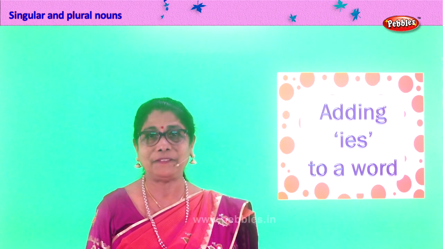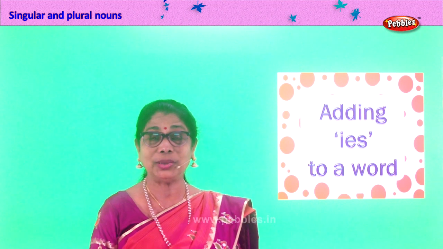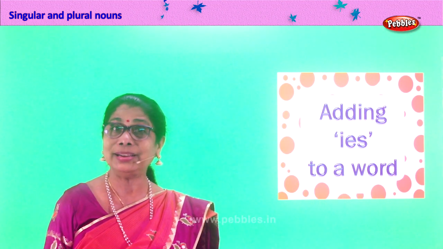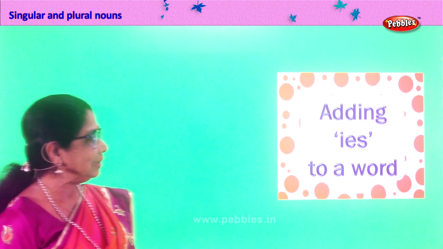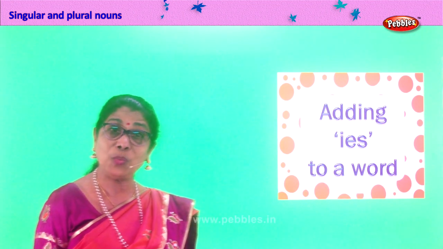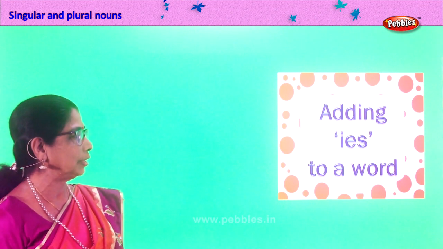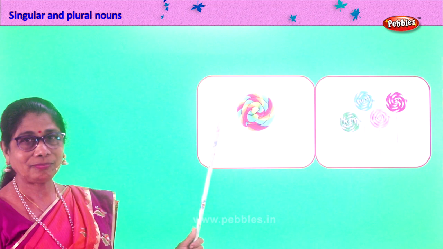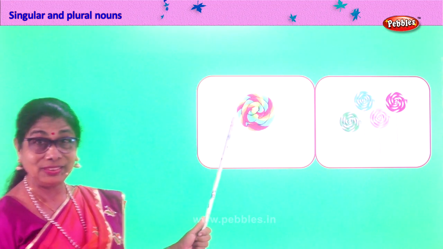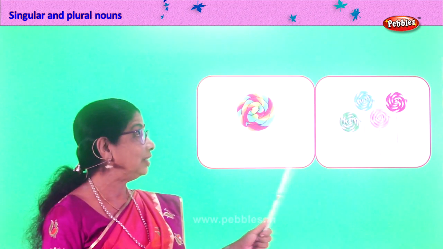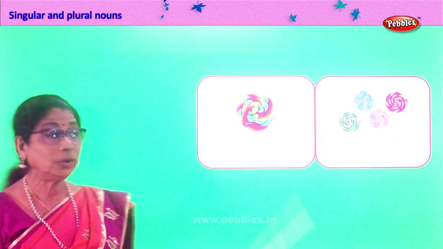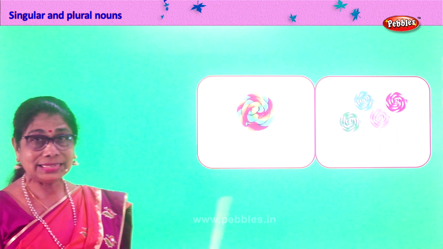Let us look at our first picture and enjoy this exercise of forming a new word by adding IES after removing Y. Look at our first picture. What is this? Yes, candy. You like sugar candy? Yes, you have one here and we have 4 here. So now, how do you spell candy?